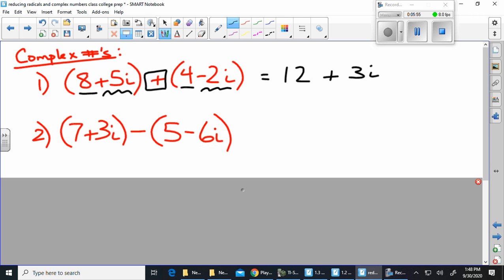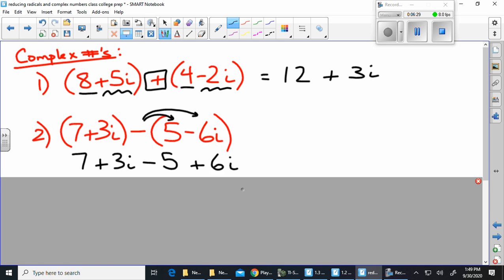Subtraction, again, I would say just like polynomials, I distribute my negative, which means I take the first thing, I leave it alone. That positive 5 inside becomes a negative 5. A negative 6i becomes a positive 6i. Remember that subtraction is adding the opposite.